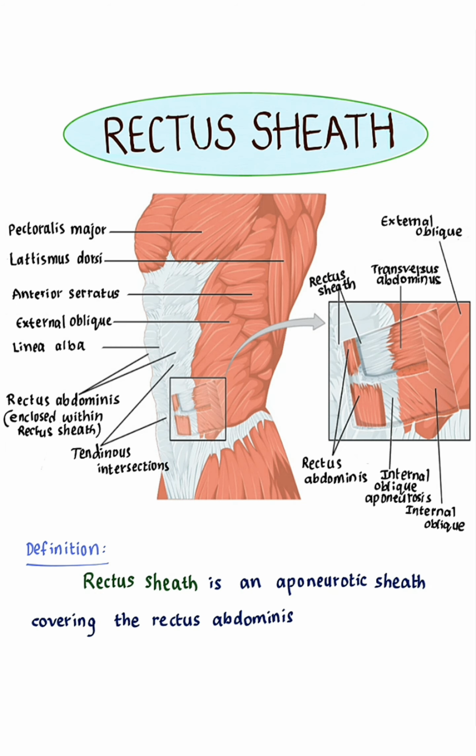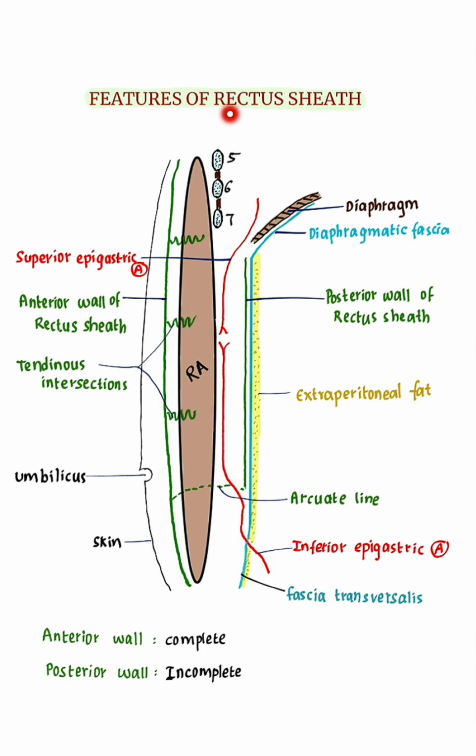Rectus sheath. It is an aponeurotic sheath covering the rectus abdominis muscle. Rectus abdominis muscle is enclosed within rectus sheath. Features: rectus sheath presents anterior wall and posterior wall.